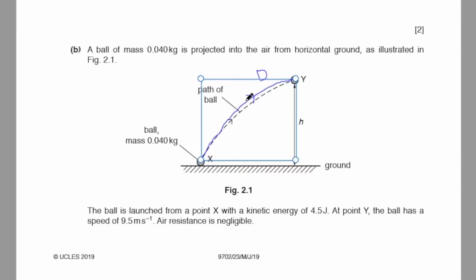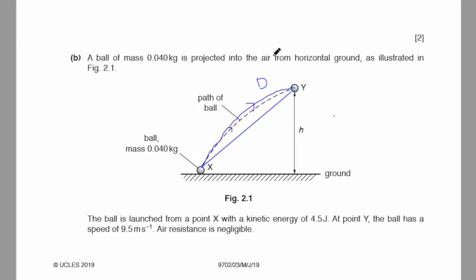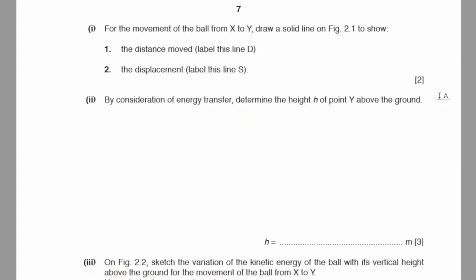This curved path basically shows that this journey has got horizontal plus vertical components. This curved part is the distance, and the displacement is going to be a straight line from X to Y, from the starting position to the finishing point. Part 2, by consideration of energy transfer, determine the height h of point Y above the ground.